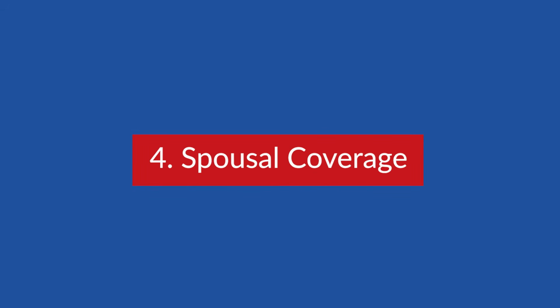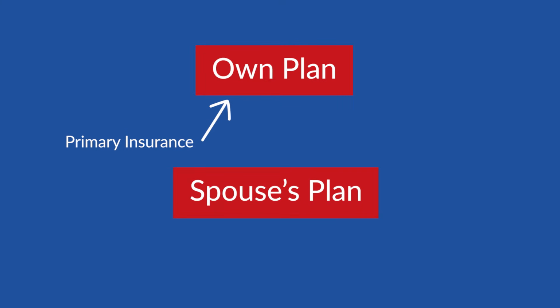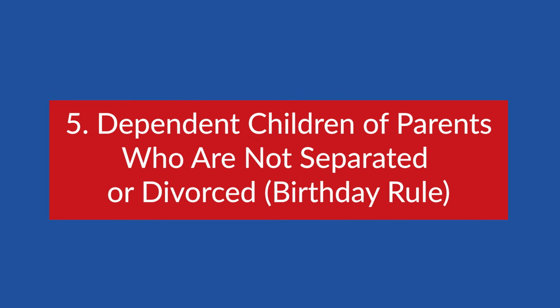Number 4, spousal coverage. This rule applies to two spouses who each have their own respective insurance plans from their own jobs, but are still enrolled in each other's plan as well. Their own insurance plan through their own job would be their primary insurance, while their spouse's plan would be the secondary insurance.